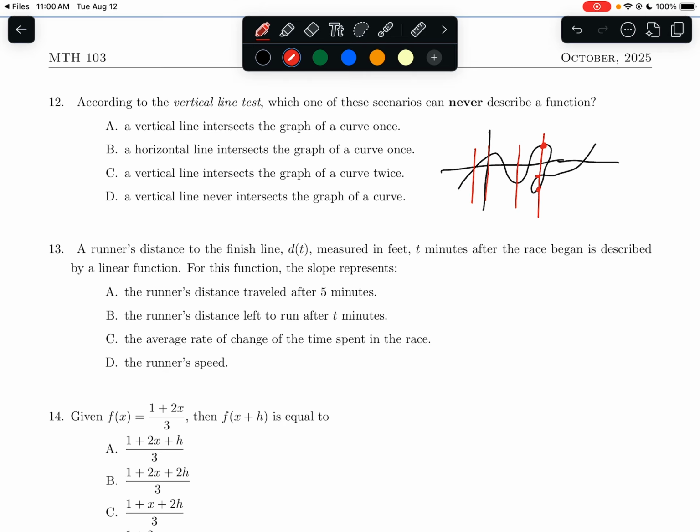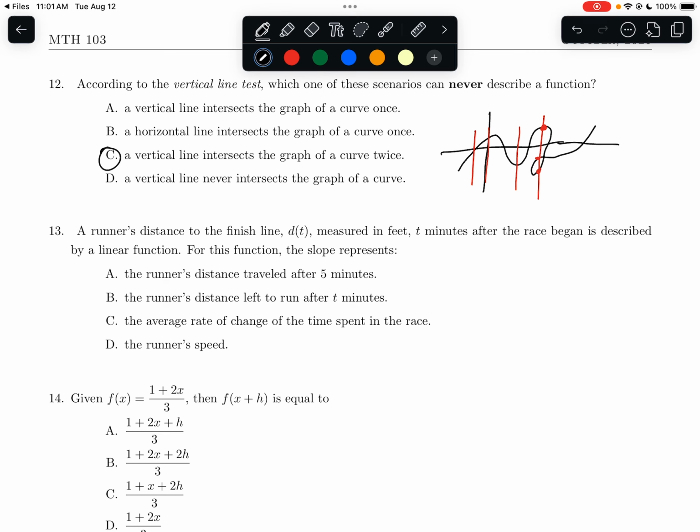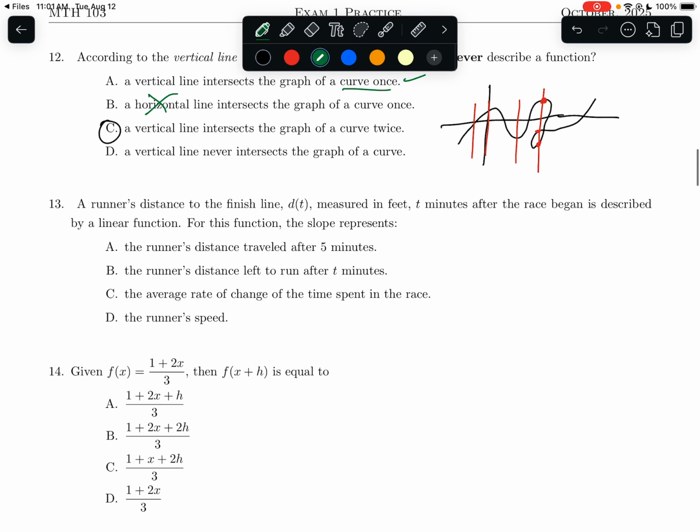So if we look at the choices here, this is what I just said, that a vertical line that intersects twice will make the curve not be a function. So if it intersects only once, that's fine. The test isn't even about horizontal lines. And if it never intersects the graph, well, then you're not really doing anything. But so the correct answer would be C.